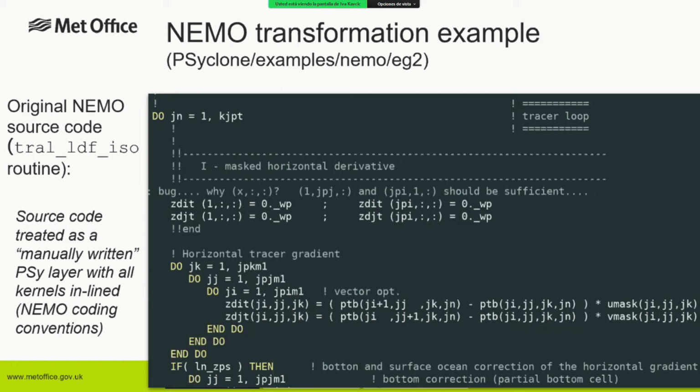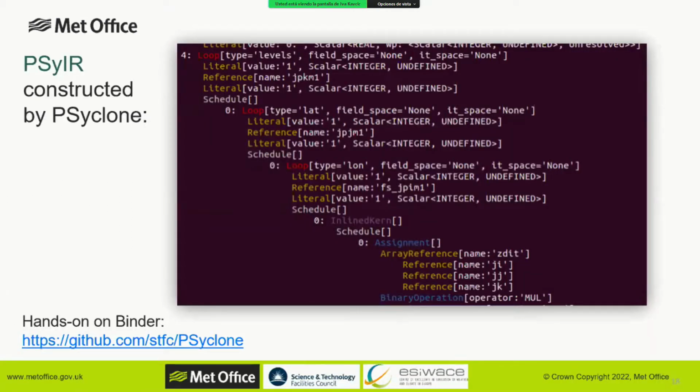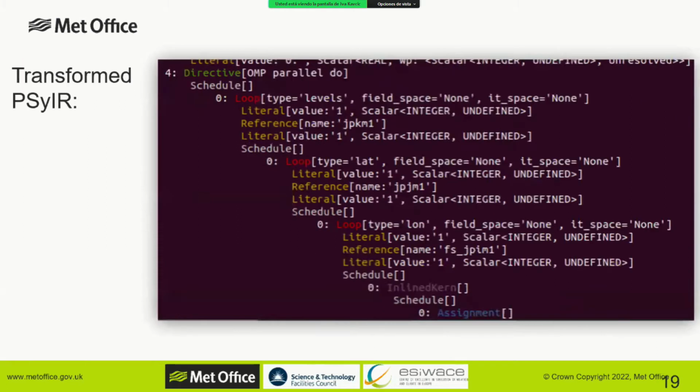So how does it work? We are using fparser and PSyclone intermediate representation to generate the PSyclone schedule of this nested loop over the levels, the latitude, and the longitude shown in the NeMo source code before. Then, on this slide, you see what the schedule, the layer intermediate representation, looks like when the OpenMP parallel directive is applied to it. Basically, the entire triple nested loop is enclosed in it.